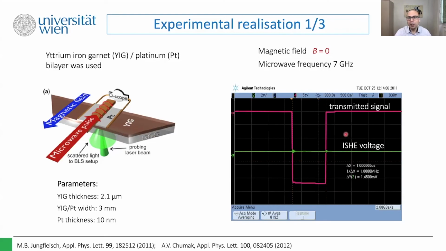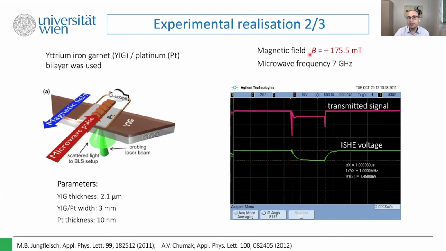Now what I do, I want to change the field in a way that my ferromagnetic resonance frequency, the resonance frequency of excitation of magnetization precession, will fit to 7 gigahertz. In this case, we had to apply a field of 175 millitesla, and in this case, we excite magnetization precession very efficiently, so it's the maximum of excitation at 7 gigahertz.